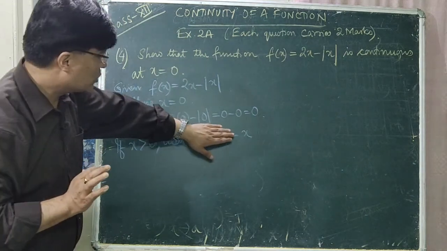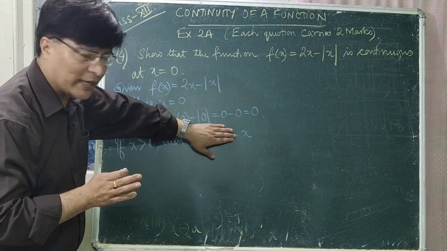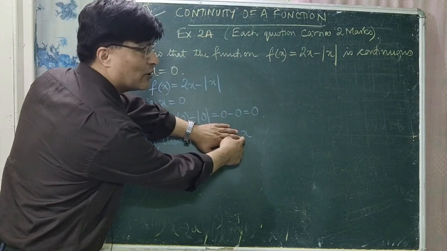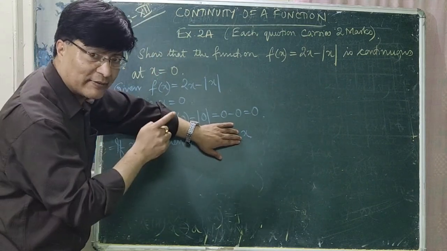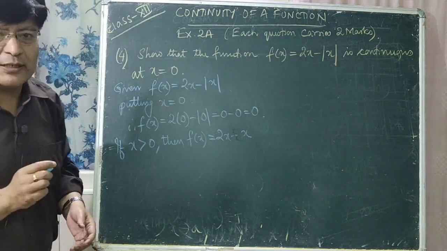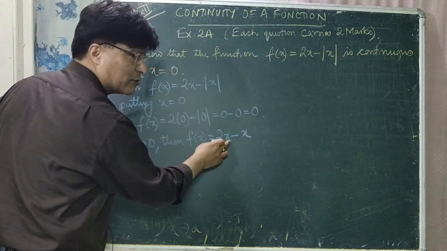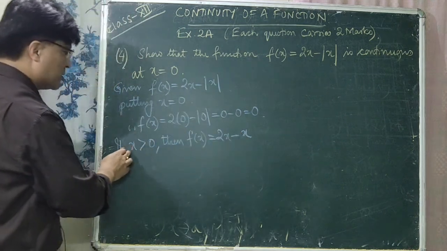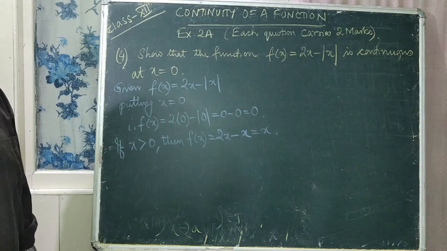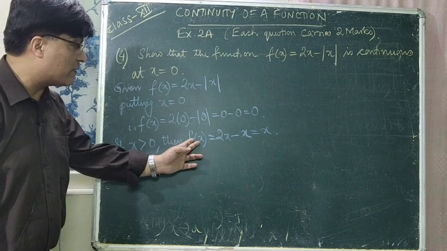Forget about 2x minus for the time being. If x is greater than 0, then x is already positive. So you can write x out there, because within the mod, x should always be positive. So it is 2x, because the minus sign is out there, you have to write down minus. x is already positive, so it is 2x minus x, which is x always. Is that clear to all of you? So if x is greater than 0, what is the value of f of x?